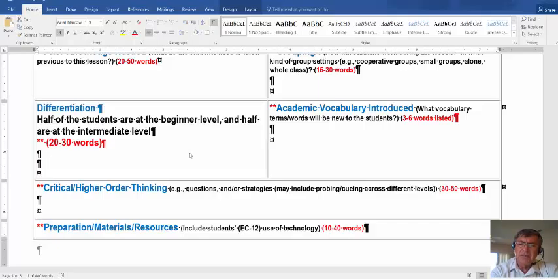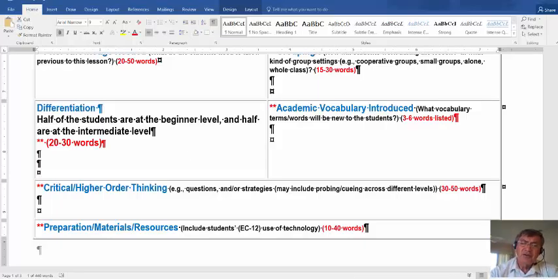Critical higher order thinking. I expect you to have some of this in your lesson. What are some of the questions you might write? What are some of the strategies? May include probing, queuing across different levels. What question strategies do you have so that they will be doing critical higher order thinking? It might be the assignment that you give them as well. There might be some questions you ask them during the lesson, and the assignment might be higher level also. For those of you who had me for block 1, you know that I'm always expecting higher level activities.